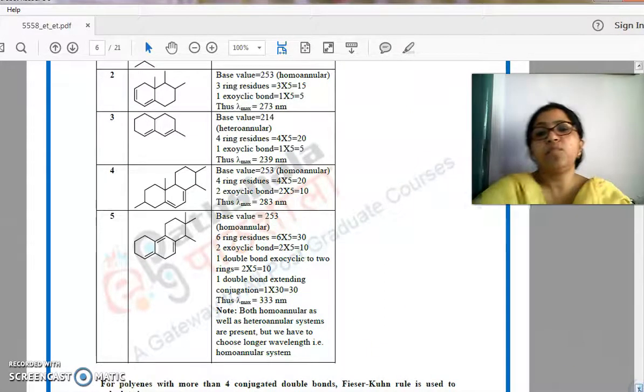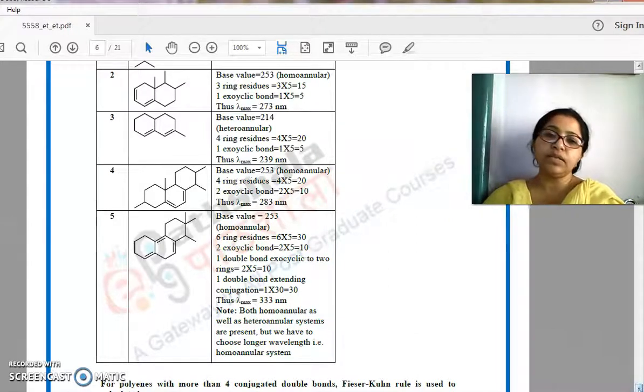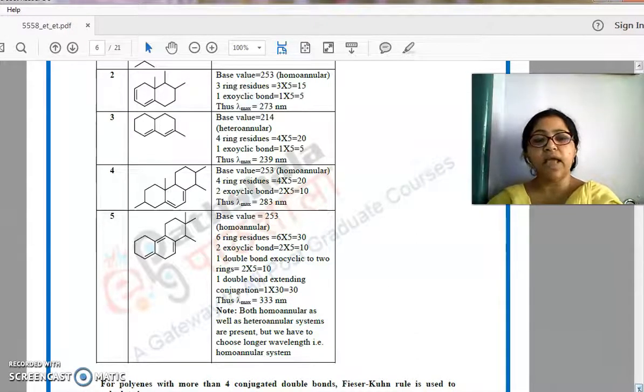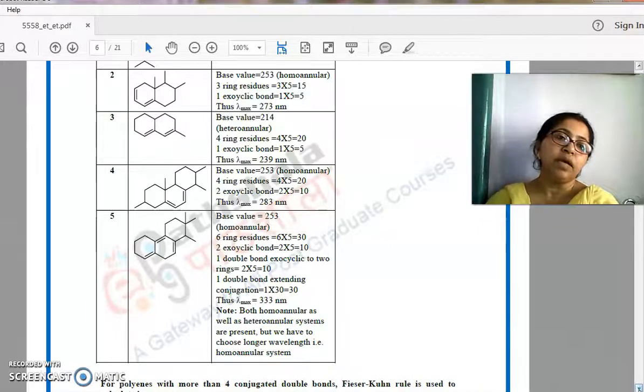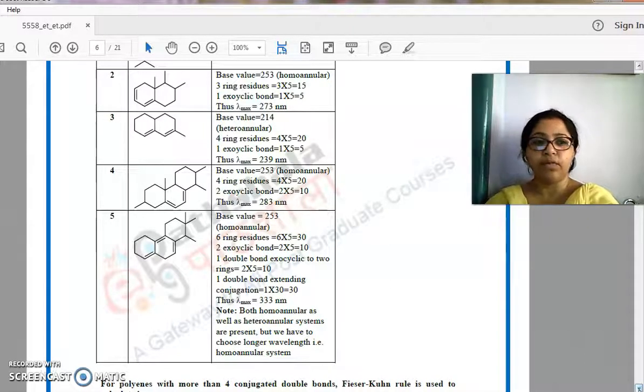As there are more extensions and more residues, automatically there is a bathochromic shift, meaning it is shifting towards longer wavelengths. It is a red shift, and from the base value the absorption moves towards the bathochromic shift, meaning a red shift will be there.